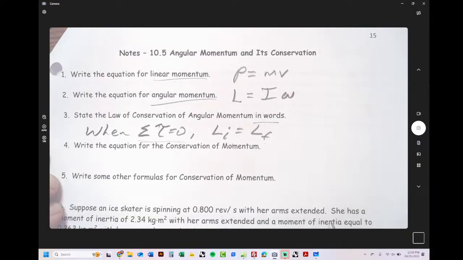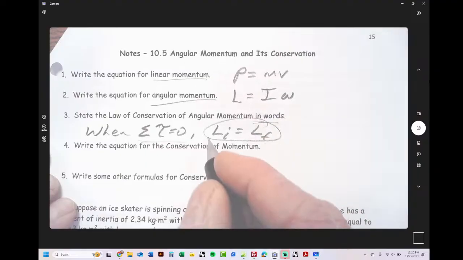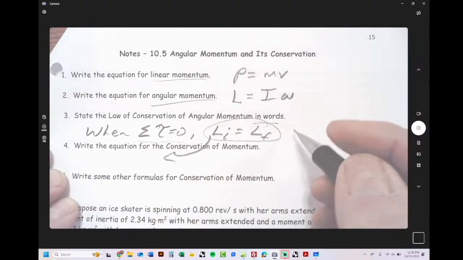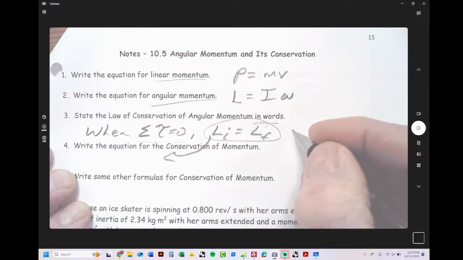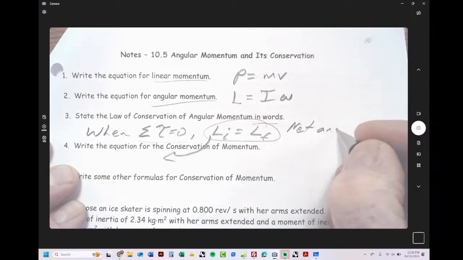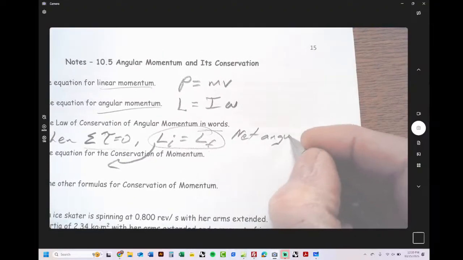And the equation, oops, I jumped the gun. So that is the equation for angular momentum. And up here I was supposed to do it in words. I was supposed to say net angular momentum remains constant.